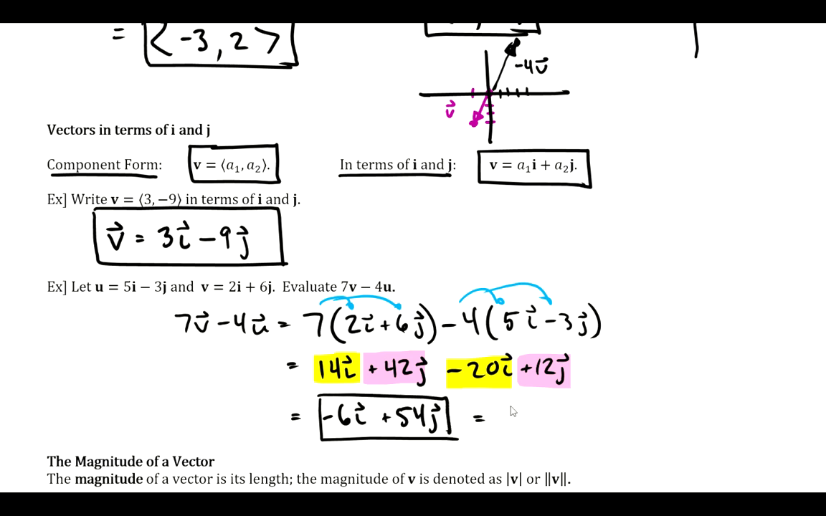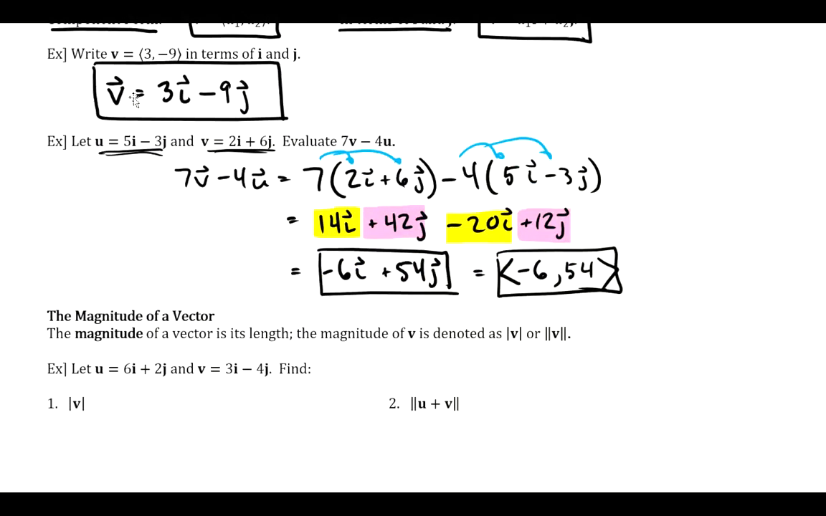Again, if we wanted to, we could change it to component form, negative 6, comma 54, with the pointy parentheses. Notice component form has the pointy parentheses. Terms of i and j does not. It is just its own algebraic expression ready to go. Okay, so that's if we wanted it in component form. So if you wanted to convert the u and the v into component form, you should get the same answer. It'll work out the same way. Okay, so that's how we can deal with the terms of i and j.